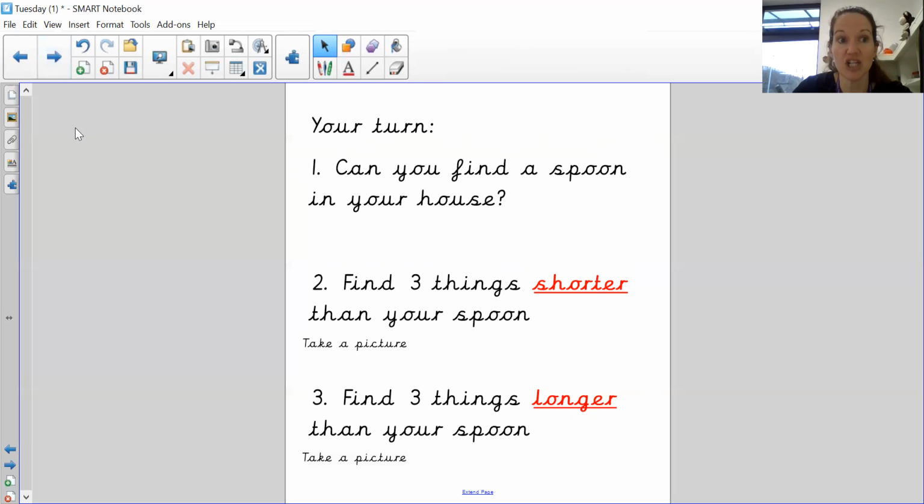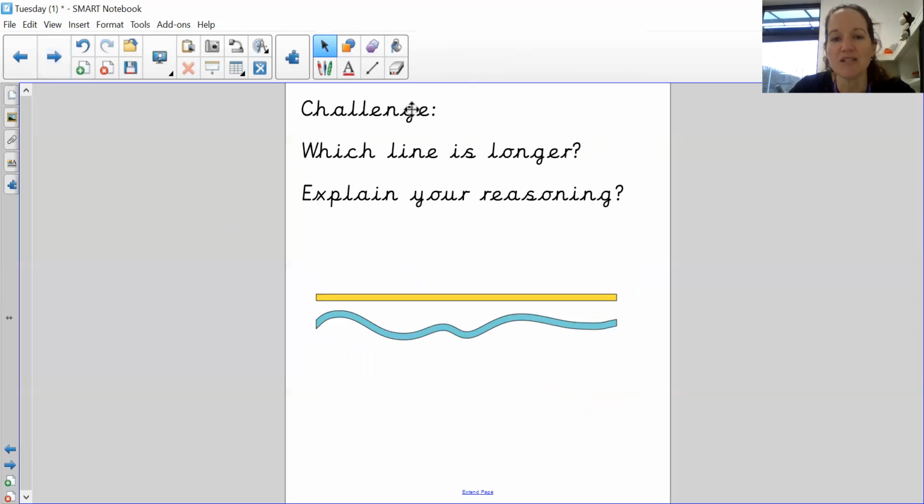If you are ready for a challenge, then after you finish your activity, you can do the challenge. So here's the challenge question. Which line is longer? Explain your reasoning. So I don't want you just to say the yellow line or the blue line. You need to tell me why. Tell me, how do you know that that line is longer?